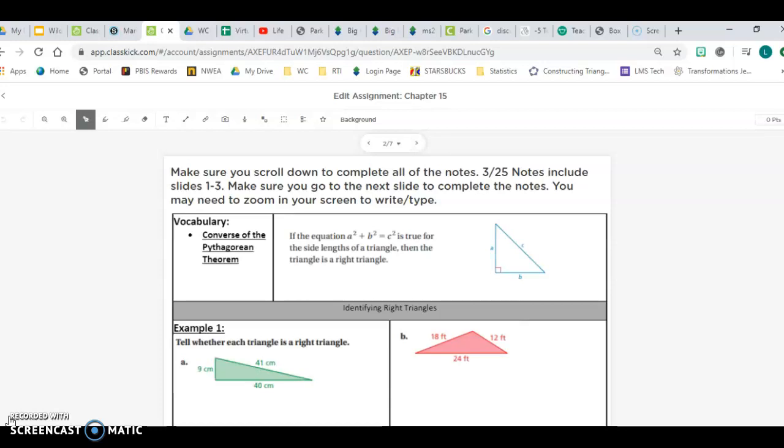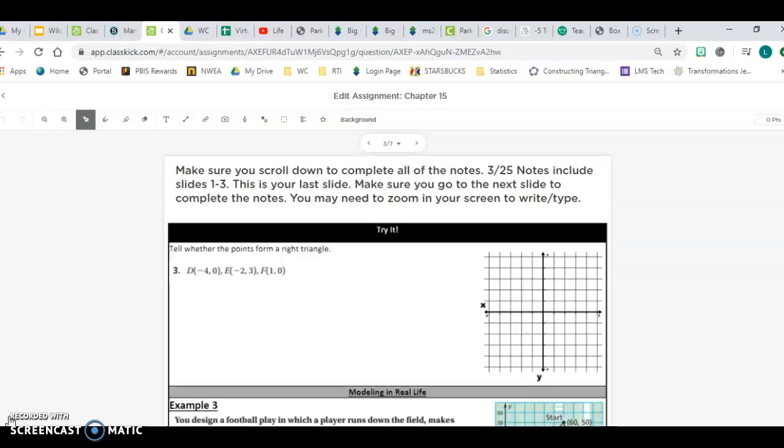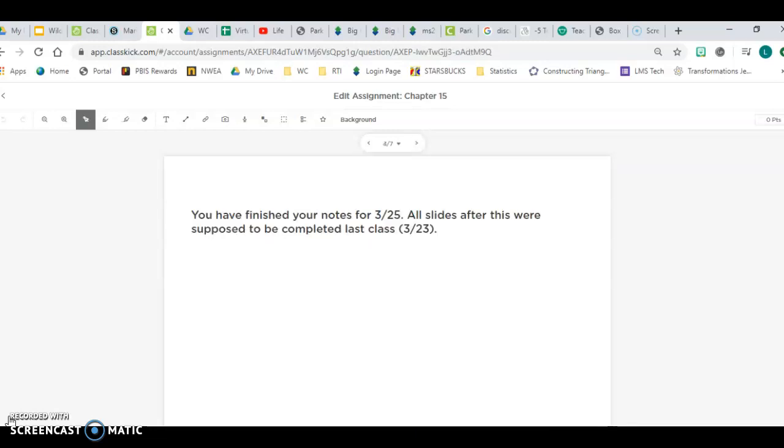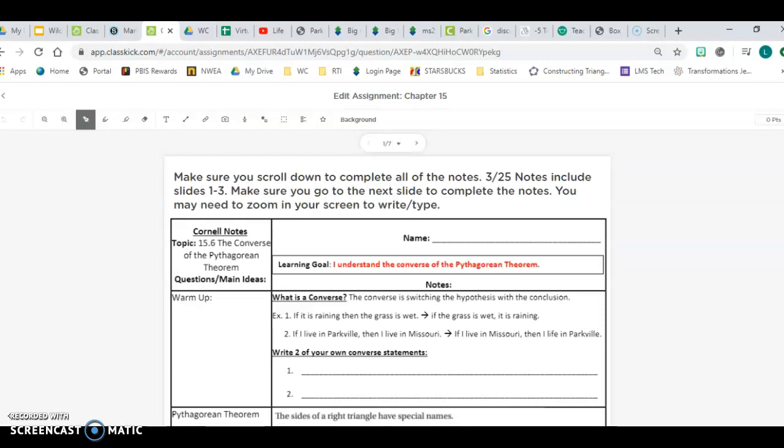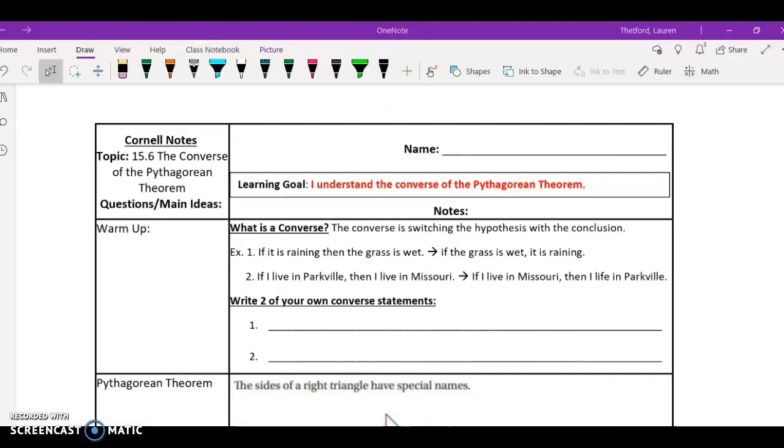All of your notes are going to be housed here. So slides 1 through 3 are our notes today, and then you'll see slide 4 says that you're finished. But make sure that you scroll through and scroll down all of those when you're completing the notes. So I'm going to go to OneNote. It's the same thing as what you have, except that I can write on it.